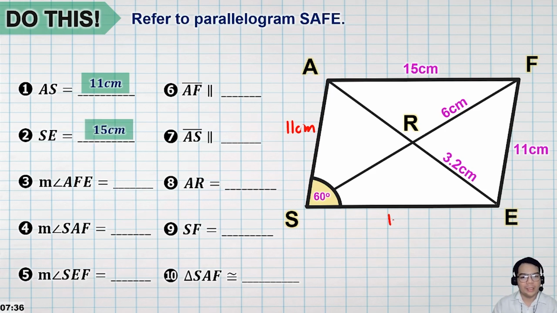Very good. So, this is also gonna be 15 centimeters. Next, let's have the measurement of angle AFE. Ayan, ano kaya yung measurement ng angle AFE? Yes, Jericho. 60 degrees po, sir. 60 degrees. So, we are talking about this angle.